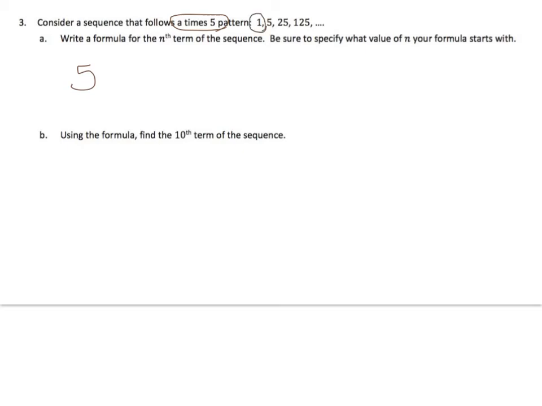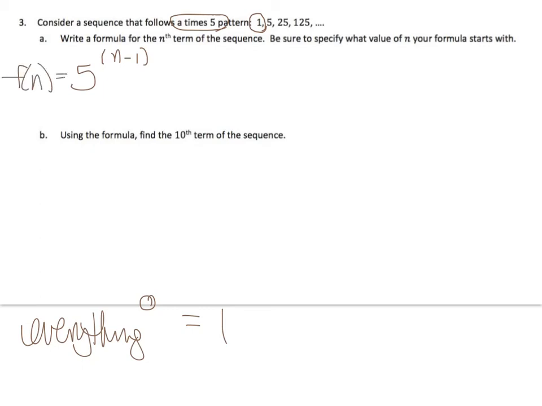Now if our first term is 1, everything raised to a power of 0 equals 1. A million raised to a power of 0 equals 1. So I can raise 5 to a power of 0, but for my first term, n equals 1, so 1 minus 1 is 0. My second term, I would have 2 minus 1, which is 1. 5 raised to the first power is 5. Etc., etc. So I wrote a sequence.